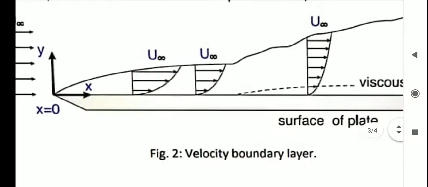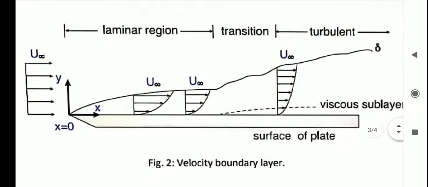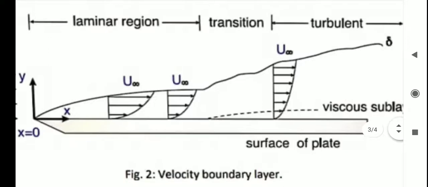The velocity profile for a laminar region is approximately parabolic. In the turbulent case, it becomes flatter. In the turbulent region there are three layers. First one is the laminar sublayer, where viscous effects are dominant. Second one is the buffer layer, where both laminar and turbulent effects exist. And third one is the turbulent layer.